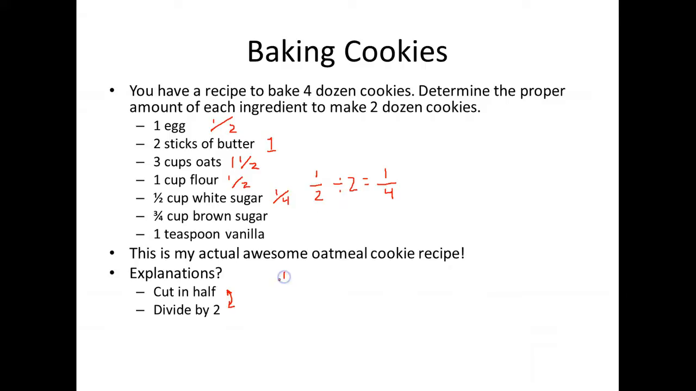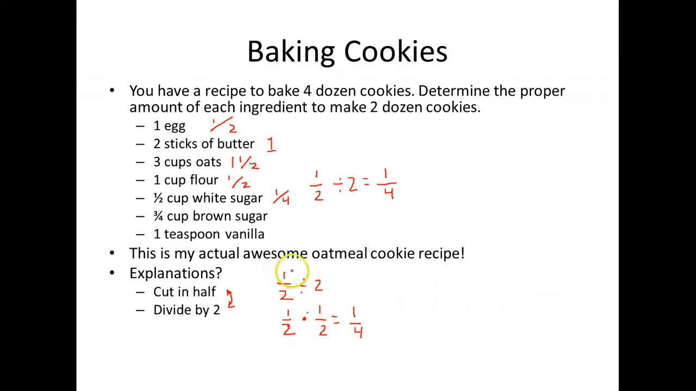So 1/2 divided by 2 is the same as saying 1/2. I change it to multiplication, and I multiply by the fraction. Instead of 2, I multiply by 1/2. I flip the 2 over. This is 2/1. I flip it over and turn it into 1/2. That's how I get 1/4. This makes sense to me.